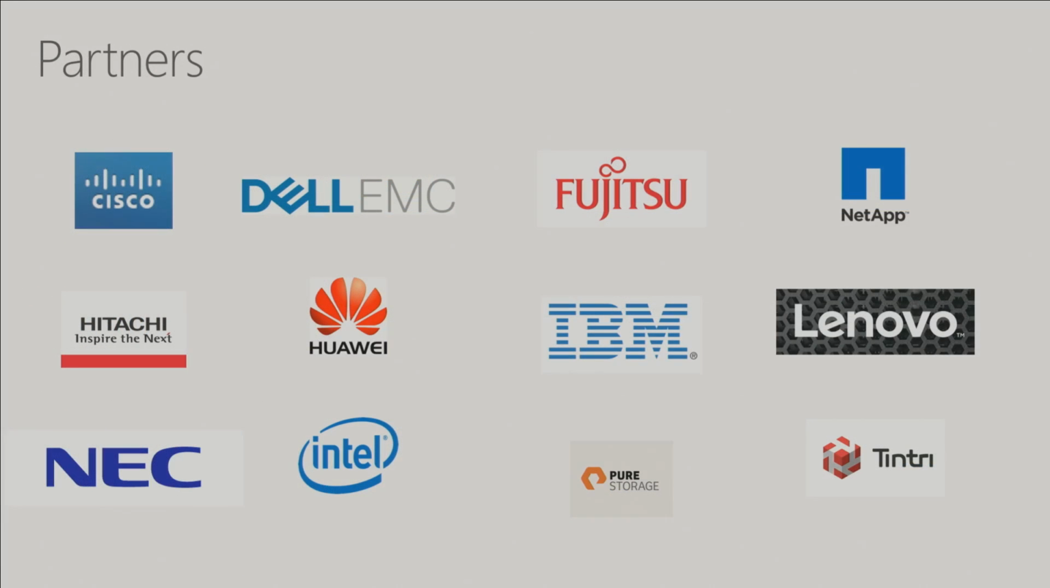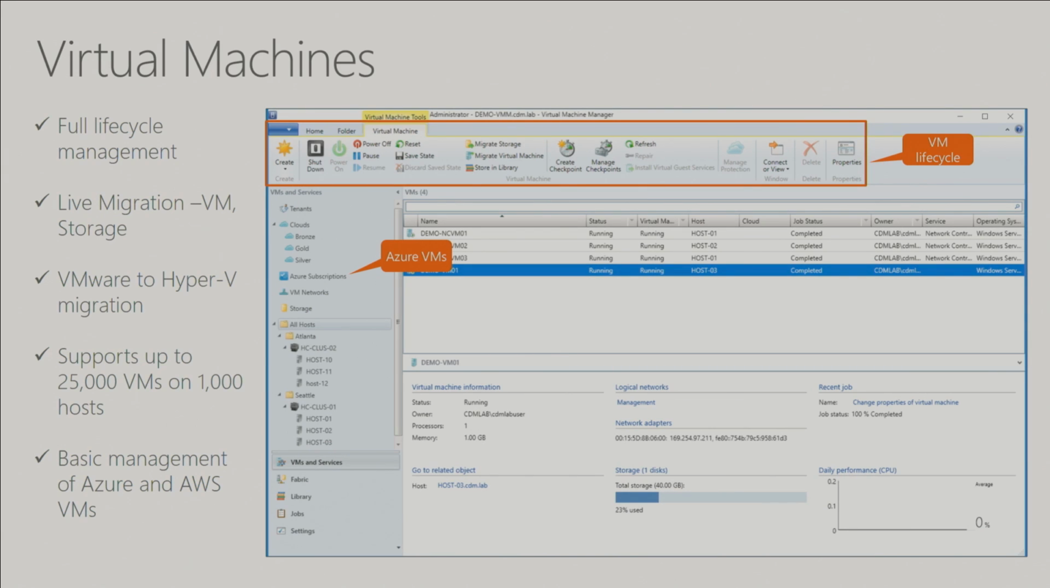In fact, these are some of the partners that we already work with for storage, networking, and other extensibility points that VMM has. For VMs, full VM lifecycle management, anything and everything you can think of, start, stop, and whatnot, right? Not only for Hyper-V VMs, but for ESX VMs. Live migration of the VM, live migration of the storage, migration of VM from ESX to Hyper-V. A single instance of VMM supports up to 25,000 VMs on 1,000 hosts.